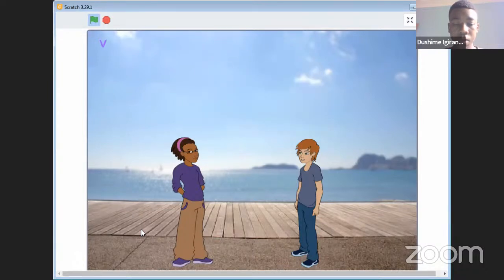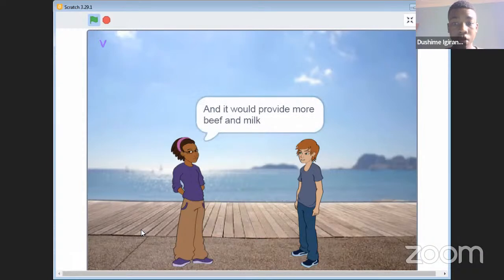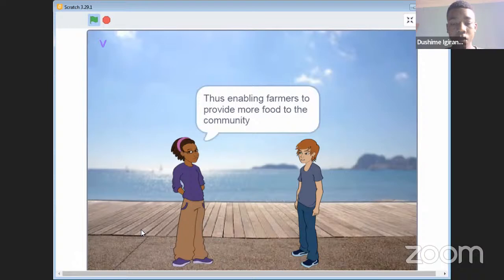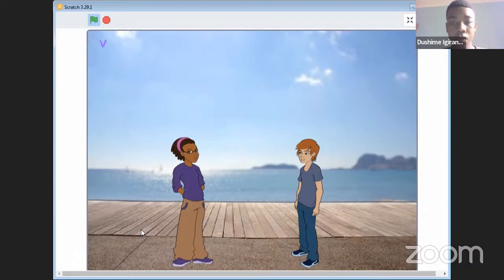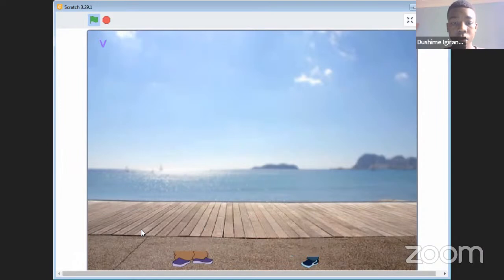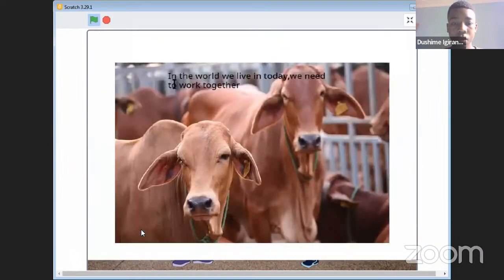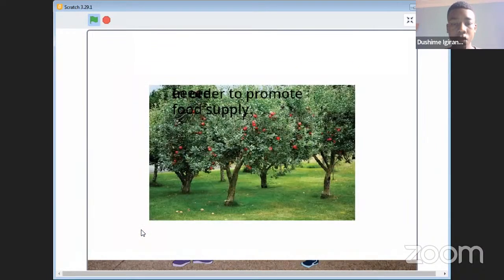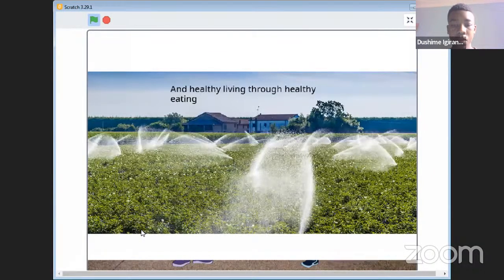For example, you can crossbreed a Friesian with Incal and get a better breed which can grow bigger and faster. And it would provide more beef and milk, thus enabling farmers to provide more food to the community. Oh, now I understand. In the world we live in today, we need to work together in order to promote food supply and healthy living through healthy eating.